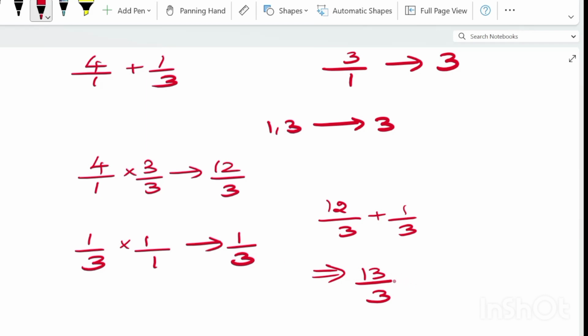What is 13 by 3? 13 by 3 is actually an improper fraction, right? So what is the next step for an improper fraction? We can convert it into a mixed fraction, right? So if you are converting to a mixed fraction, you will get 4 1 by 3. You can either leave it as 13 by 3, or you can convert it as 4 1 by 3.